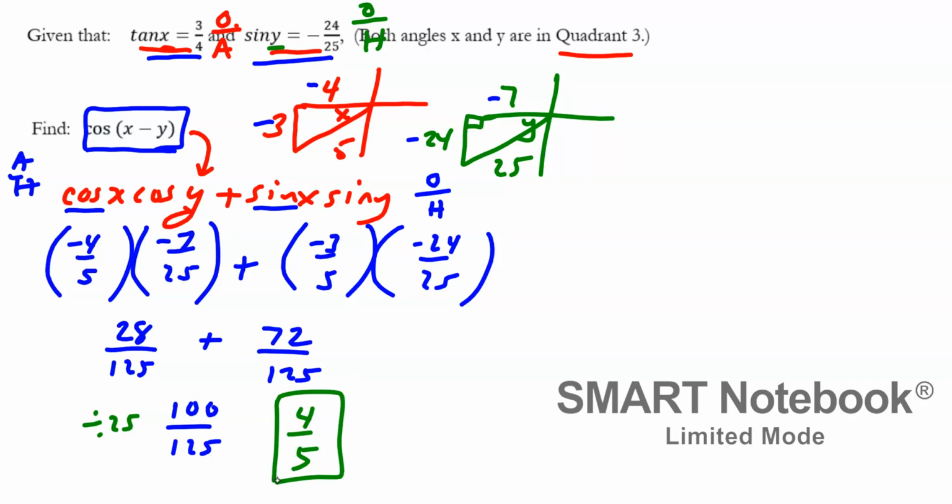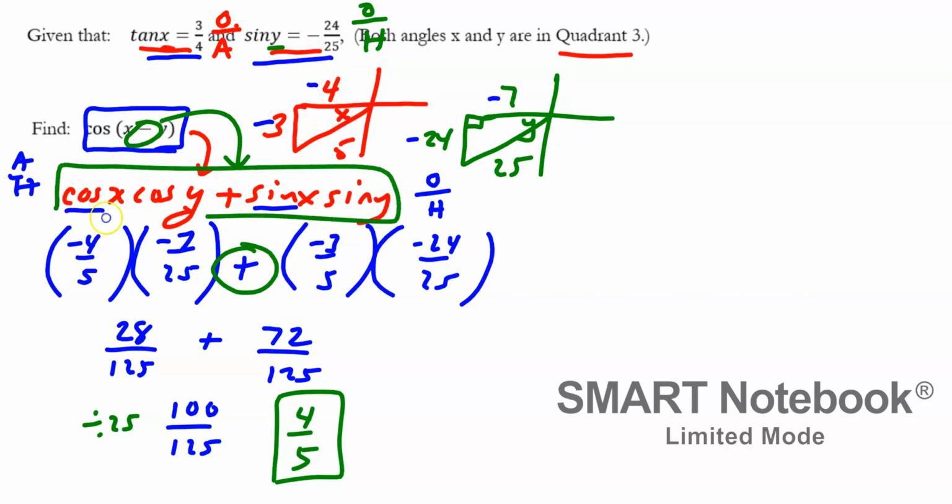Now, common mistakes on this question are the following. It's very easy to forget that the opposite and adjacent in the third quadrant are both negative. That can make a difference in your answer. Another common mistake is right here. A lot of students think that because this is a minus here that it goes automatically to a minus here. But please make sure you're using your identity sheet. And if you're doing cosine of x minus y, this becomes a plus. So please be aware of those things.